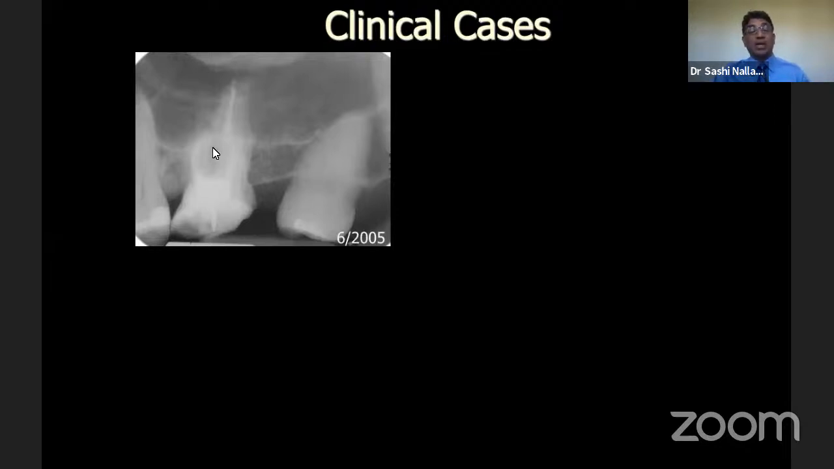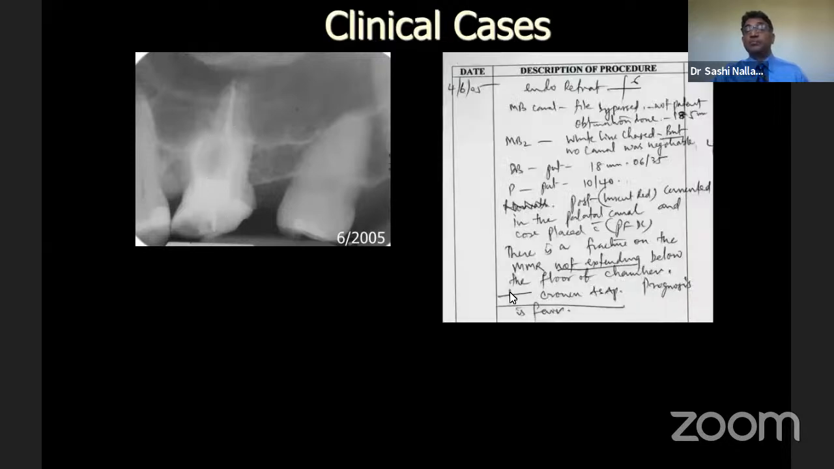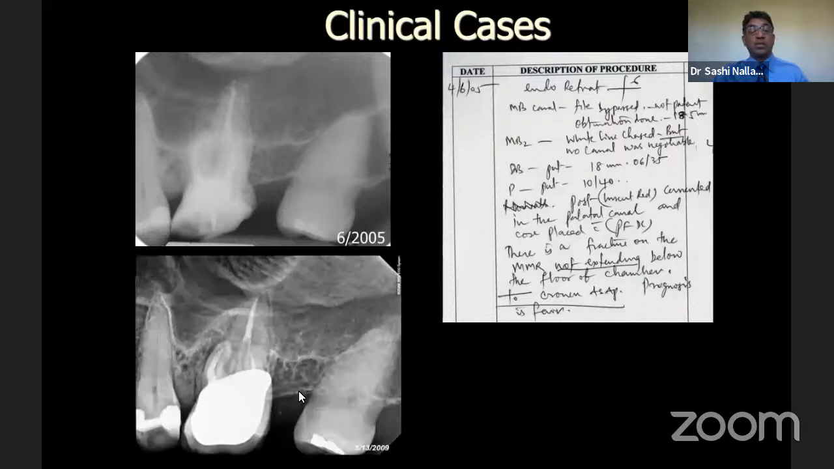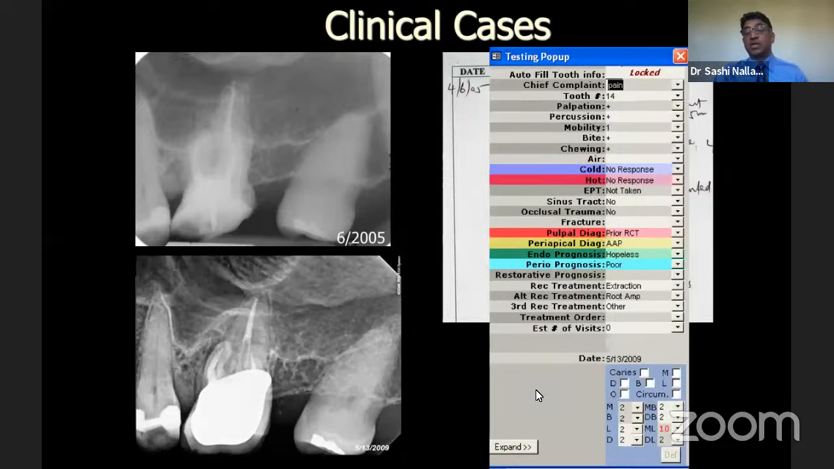So these are some of the examples, but not all of them work. Some of them fail, and I want to show you those as well. So this is a maxillary first molar that I retreated. As you can see from my notes, there is a fracture on the mesial marginal ridge, not extending below the floor of the chamber. So the prognosis is fair, in my opinion, and I did the treatment. The patient comes back exactly 4 years later with a deep pocket on the mesiobuccal root, and the tooth is cracked. So basically, you have to extract the tooth.